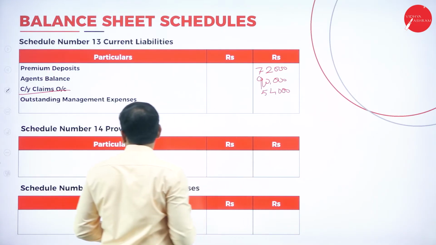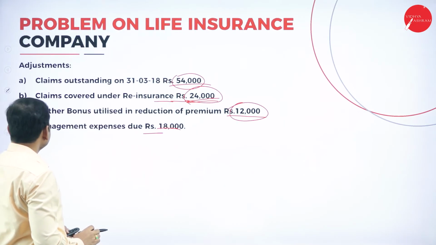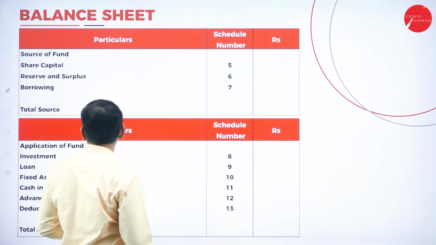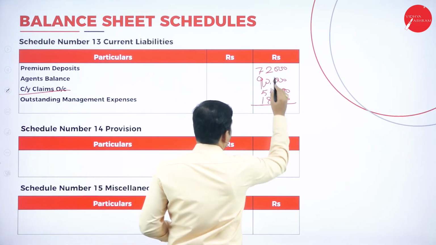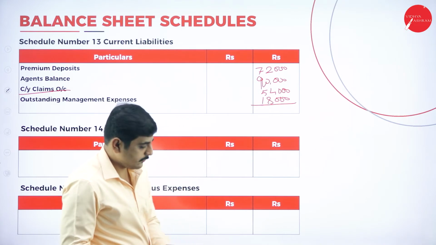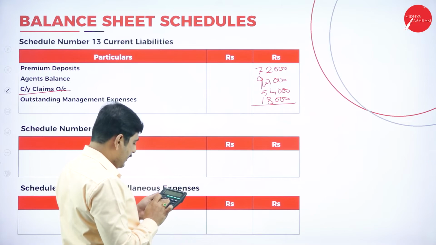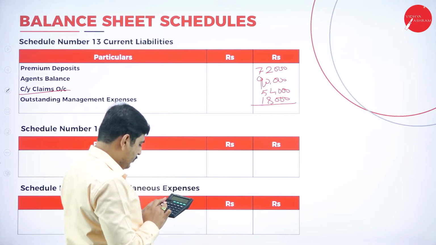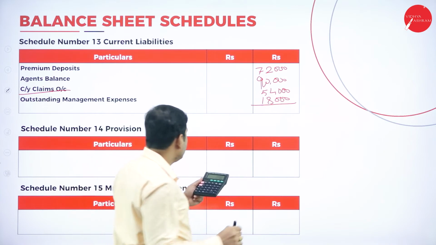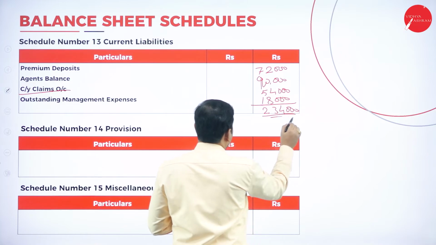Next item is outstanding management expenses, also in the adjustments. It is 18,000. Add all the amounts. So 72,000 plus 90,000 plus 54,000 plus 18,000, then we get 2,34,000. You get the amount.